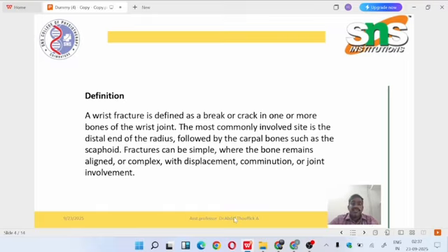A wrist fracture is simply a break in one or more of the wrist bones. The distal radius is the most common fracture site, followed by the scaphoid. Fractures may be simple, where bones remain aligned, or complex, with displacement or joint involvement.